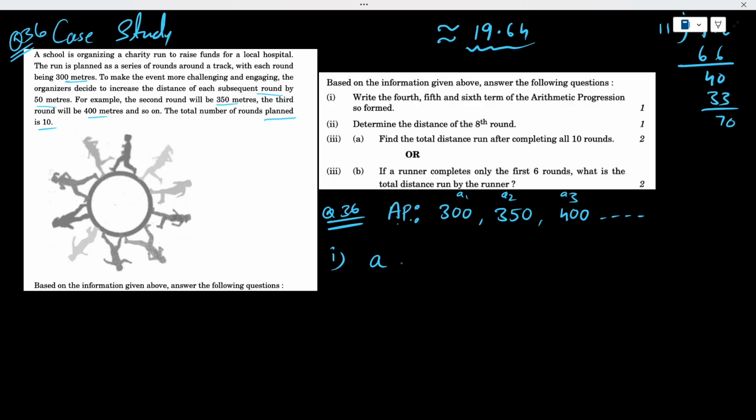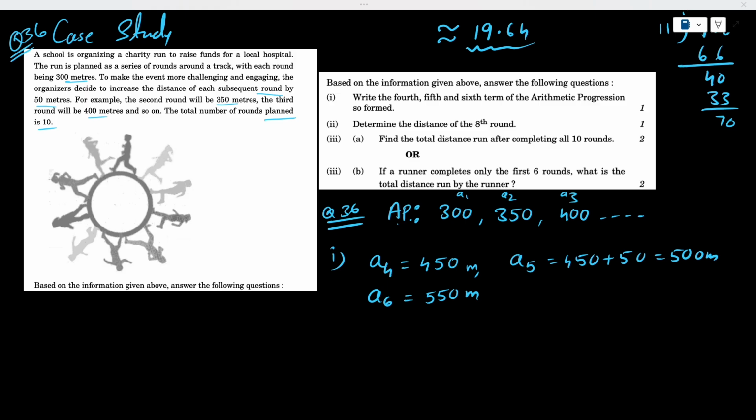For the fourth term, even without using the nth term formula, by seeing this and adding 50, you can get the next term. So A4 will be 400 plus 50, which is going to be 450. Then A5 will be 450 plus 50, which is going to be 500 meters. Please write down the unit because it was in meters. And A6, again if you add 50, will be 550 meters. So that is why this carries only 1 mark.